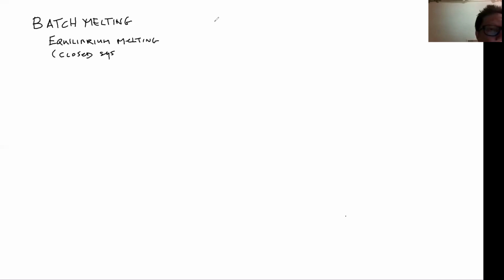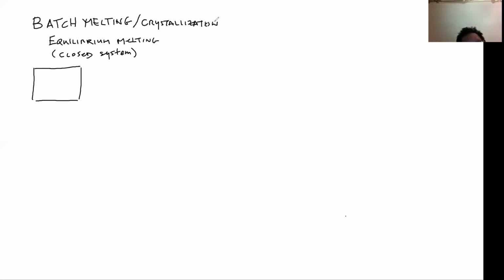Okay. And I should mention that this is also for crystallization. It's exactly the same thing because we're assuming 100% equilibrium. Let me explain what I mean by that. So let's take a box. This is a system. This might be my magma that comes in. And it starts to crystallize.